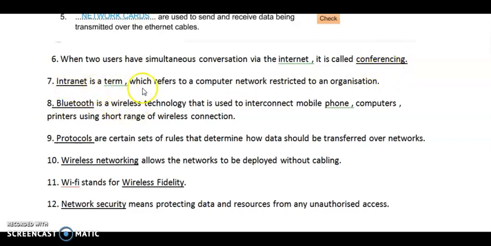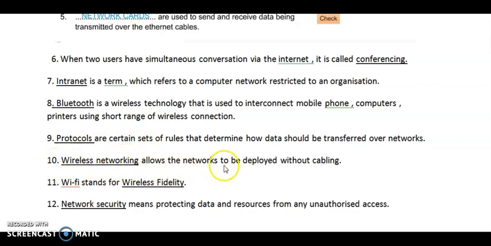Okay. Dash is a term which refers to a computer network restricted to an organization. Answer is intranet. You have to underline intranet. Dash is a wireless technology that is used to interconnect mobile phones, computers, printers using short range wireless connection. Answer is Bluetooth. Number 9, protocols are a certain set of rules that determine how data should be transferred over a network. Answer is protocol. Protocols are a set of rules.